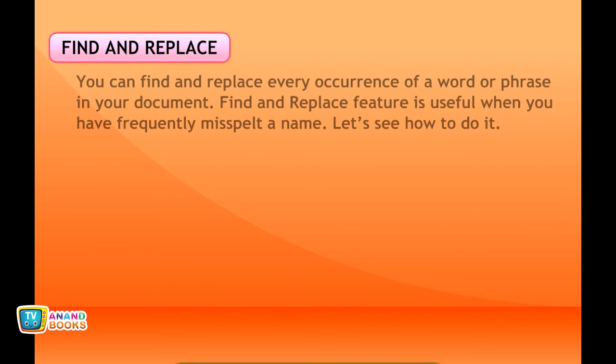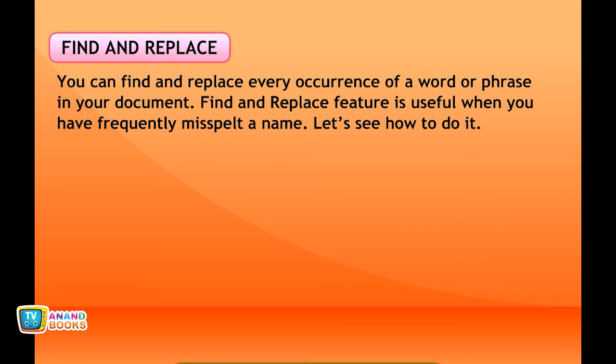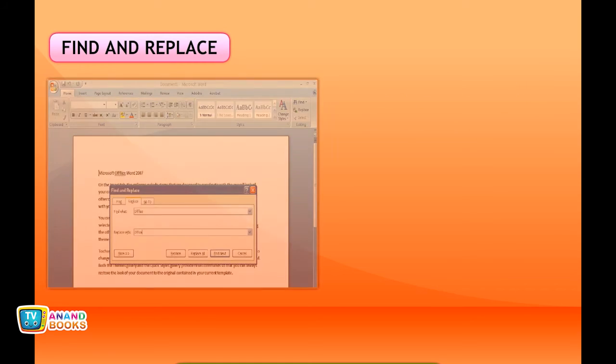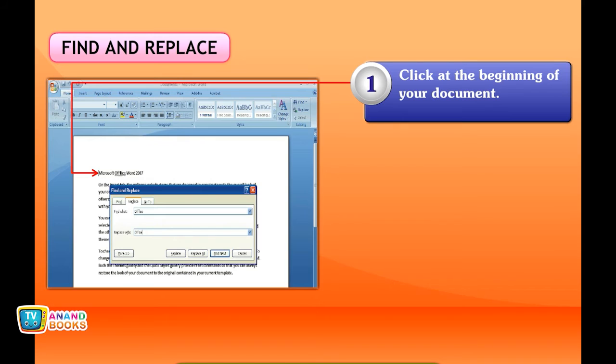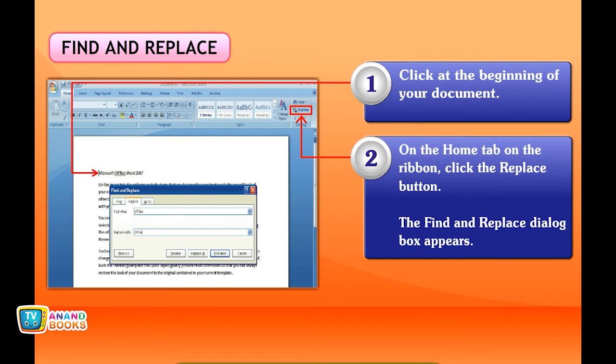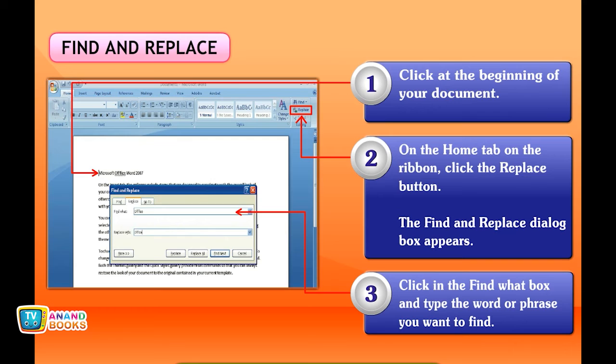Find and replace. You can find and replace every occurrence of a word or phrase in your document. Find and replace feature is useful when you have frequently misspelled a name. Let's see how to do it. 1. Click at the beginning of your document. 2. On the Home tab on the ribbon, click the Replace button. The Find and Replace dialog box appears. 3. Click in the Find What box and type the word or phrase you want to find.